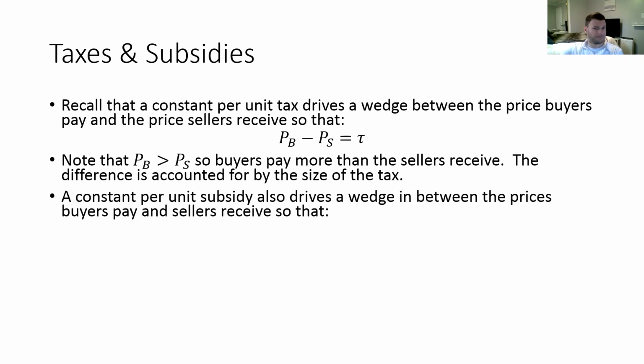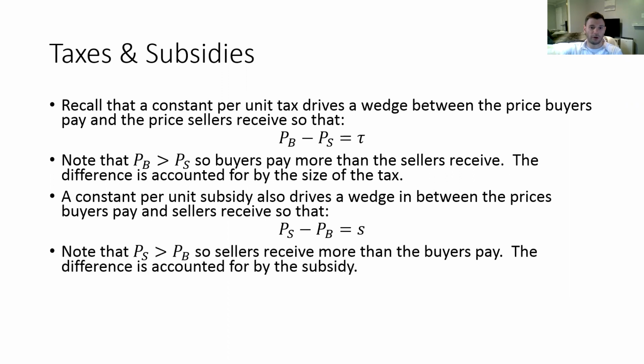A subsidy, and we're going to consider a constant subsidy per unit, is very similar to a tax, in that it also drives a wedge between the prices the buyers pay and the sellers receive. But the wedge is a little bit different. In this particular case of a subsidy, note that the sellers are actually getting more than what the buyers are paying, and the government is pitching in to account for the difference. The government's not collecting a piece of pie in this case, it's actually putting one back in.